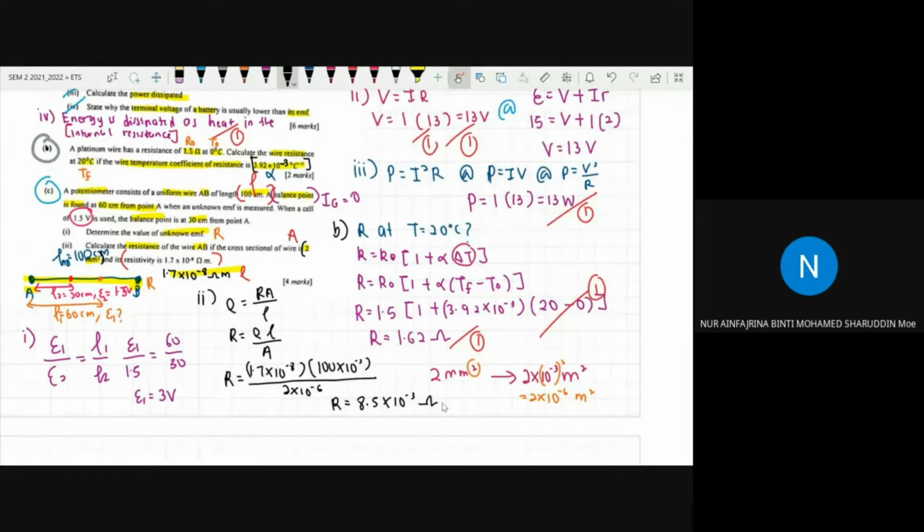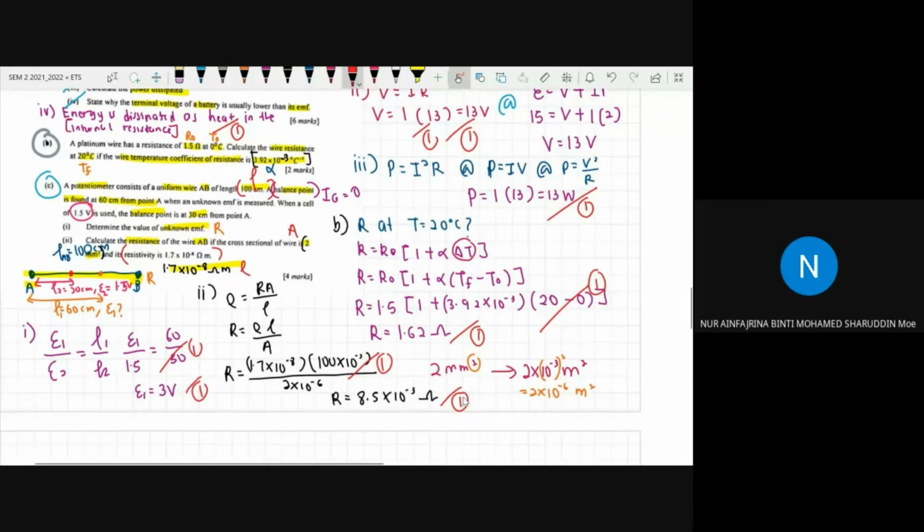That's all. Okay, so what about the distribution of marks? Distribution of mark will be 1 for the substitution and 1 for the final answer with unit. Without unit, you will not get any mark. You will get 0. May I know who got it correct? Siapa dapat full mark 4 markah? Tekan nombor 1. Siapa tak dapat full mark? Tekan nombor 2.